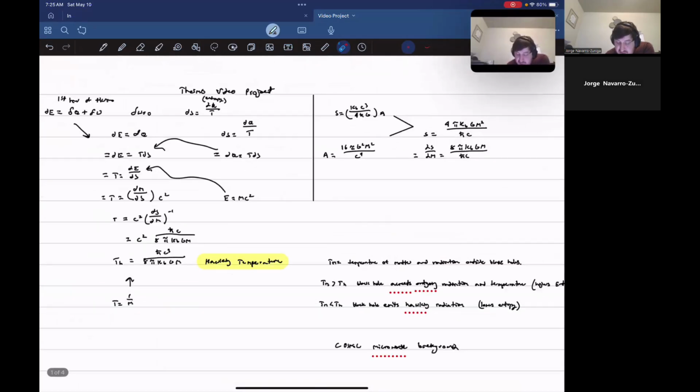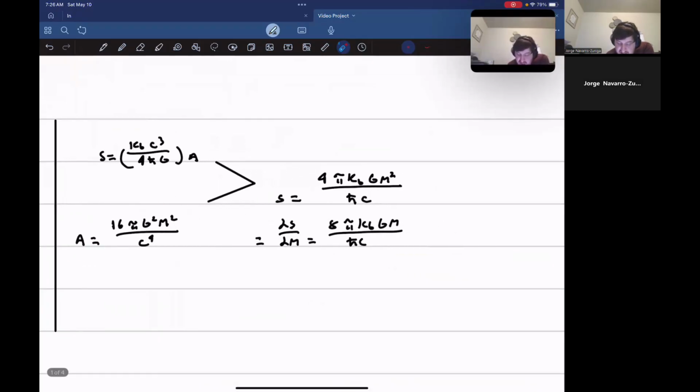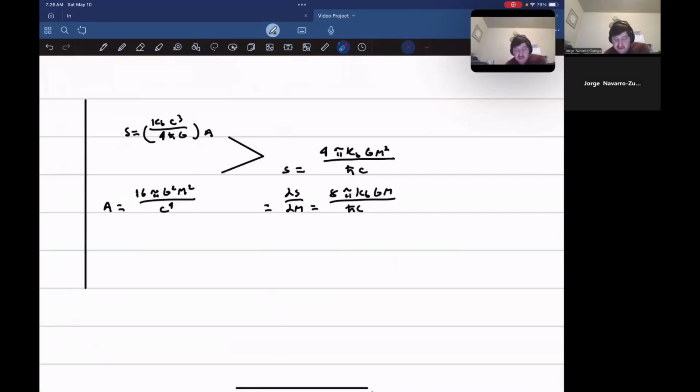And we could find this by taking Stephen Hawking's entropy model and multiplying it by the area of the event horizon, where we get entropy is equal to 4 pi times Boltzmann's constant times gravitational constant times mass squared over h bar times speed of light. And if we take the derivative with respect to mass of this, we get dS/dM is equal to 8 pi times Boltzmann's constant times gravitational constant times mass over h bar times the speed of light.